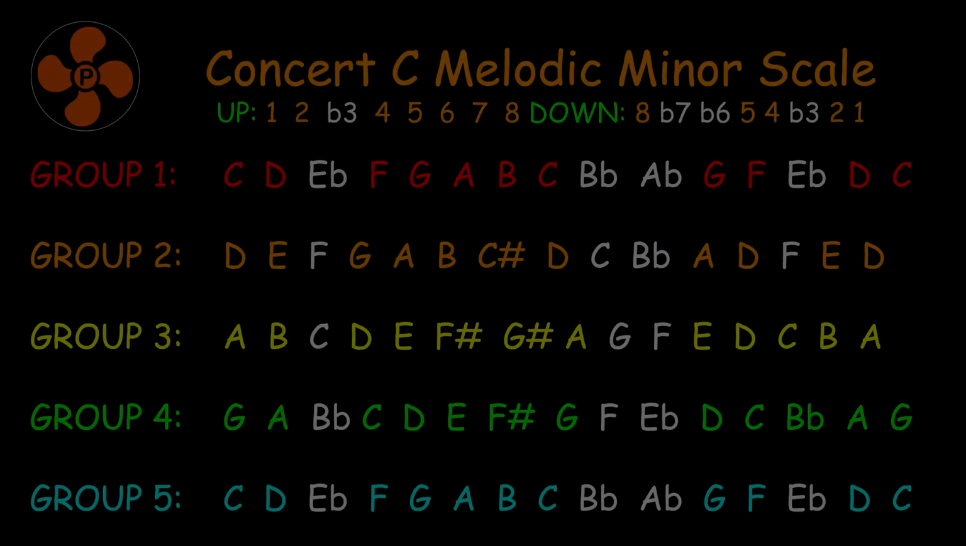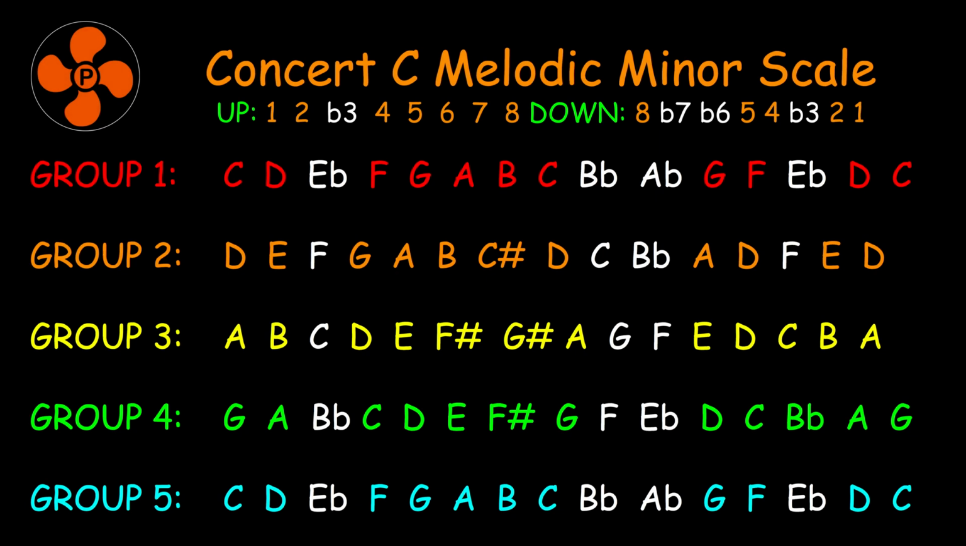Now the last scale is melodic minor. This one's the trickiest because it's different going up and down. So maybe pause this one and try it on your own first before we play it together. Notice on the way up, it only has a flatted third. On the way down, we flat the 7th, 6th, and 3rd.